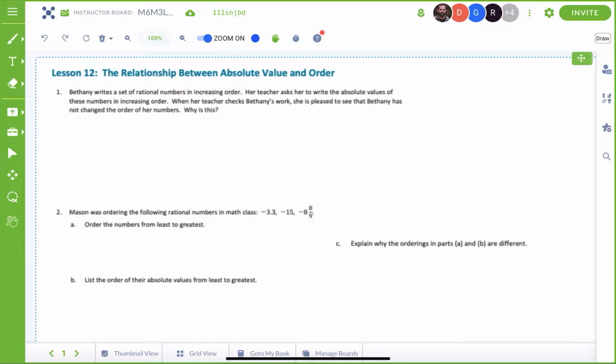When her teacher checks Bethany's work, she is pleased to see that Bethany has not changed the order of her numbers. Why is this? So she already wrote them in increasing order, and then she wrote them again and nothing changed about the order. How can that be if she was told to write them in absolute value? Well, that would mean all of her, what do you think, Gianna?